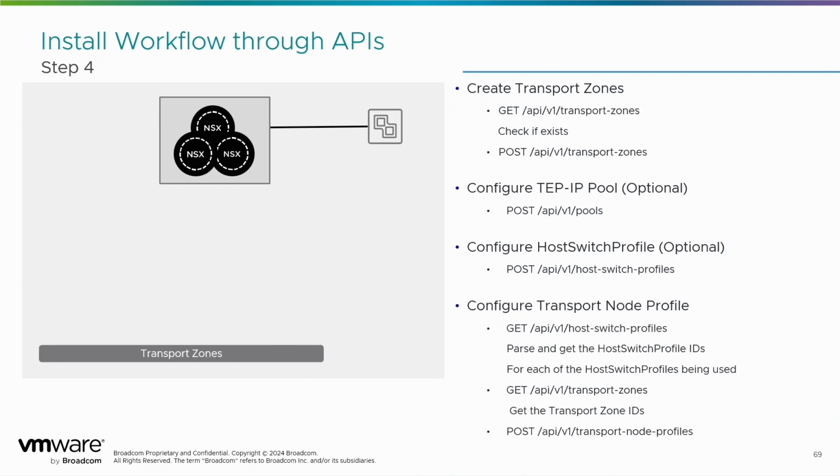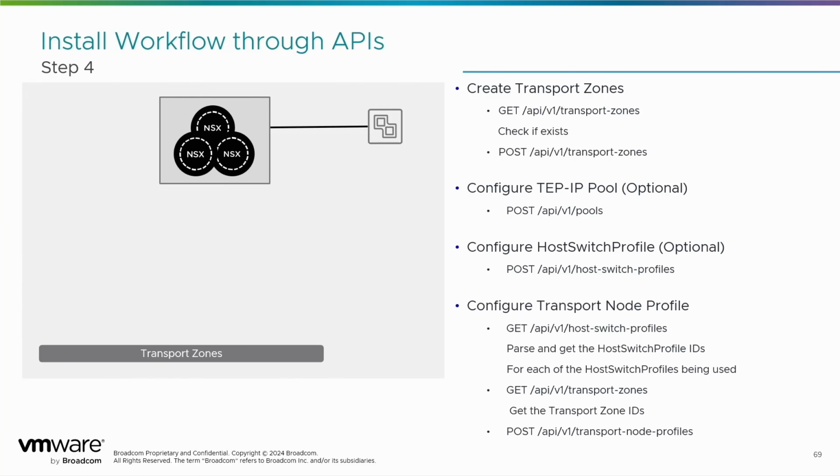And then we post up our deployment changes that we want to make. In step 4, now that we have the NSX management cluster created, we can now create transport zones. We can check if they already exist and then post the changes. We can configure our TEP IP pool. This is optional. This is for if you're going to use overlay networking. But most likely, if you want to use it, you're going to have to create this. So it doesn't hurt if you create it just to prepare for it anyway in the future. And you would do that with a post call.